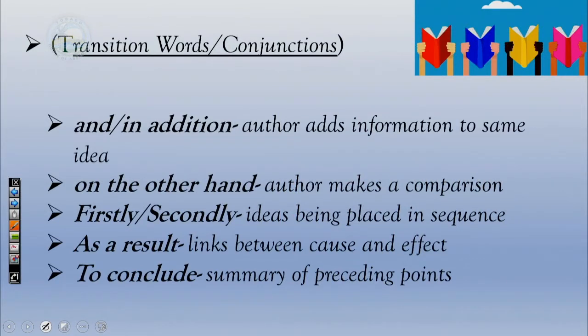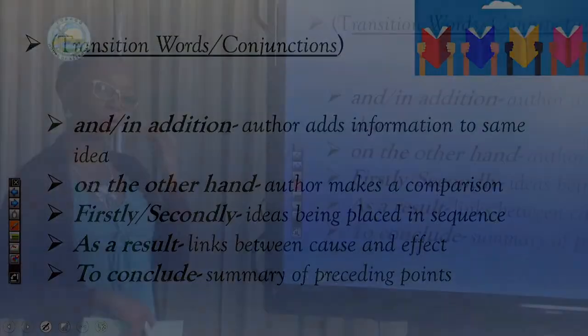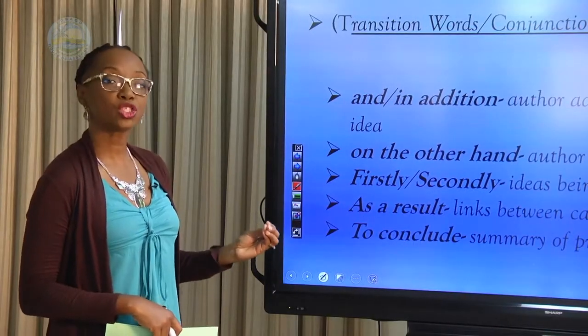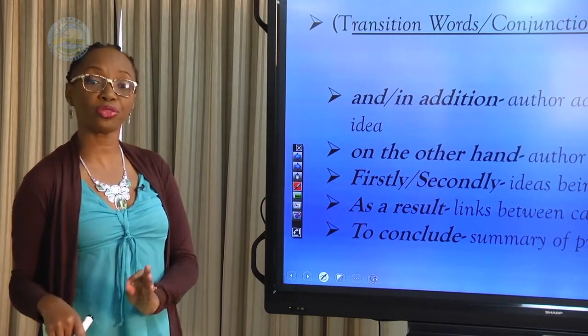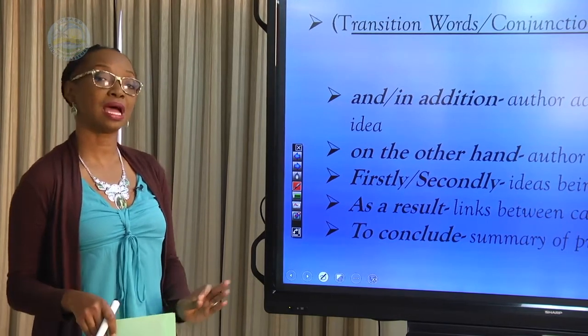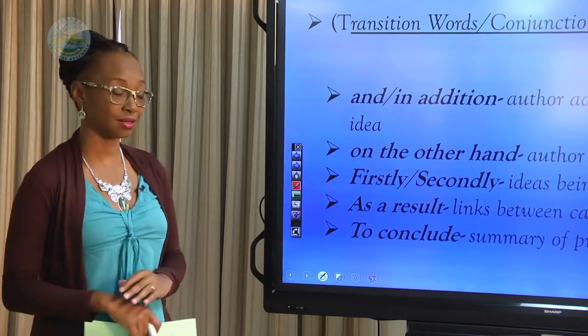The author has not changed the idea that he or she is speaking about, but they're adding information to that idea. "On the other hand" says that the author is making a comparison. And it's a very important phrase to be aware of so that you know that two or more things are being compared or looked at. And this again requires analysis.